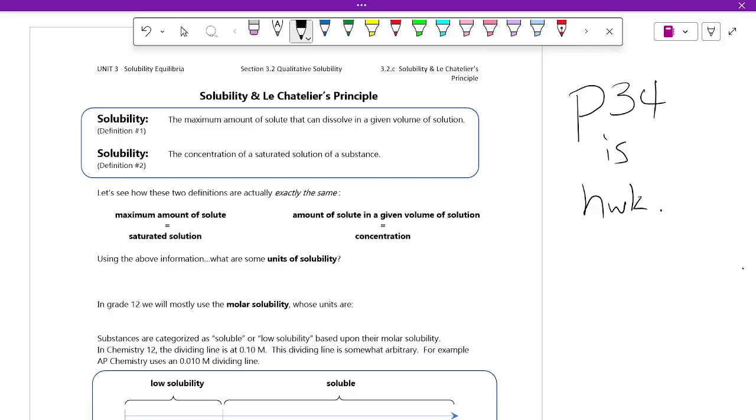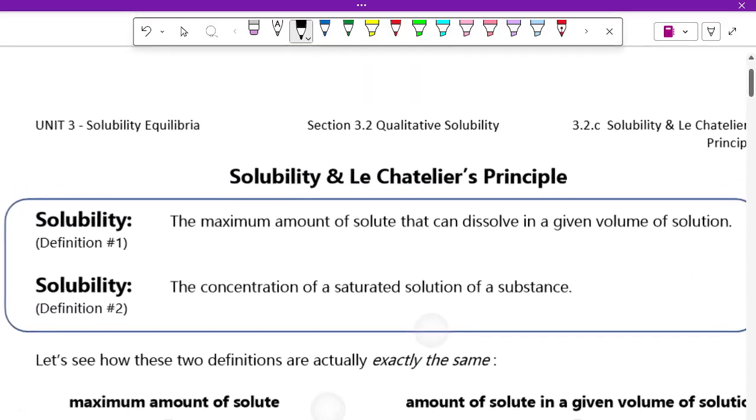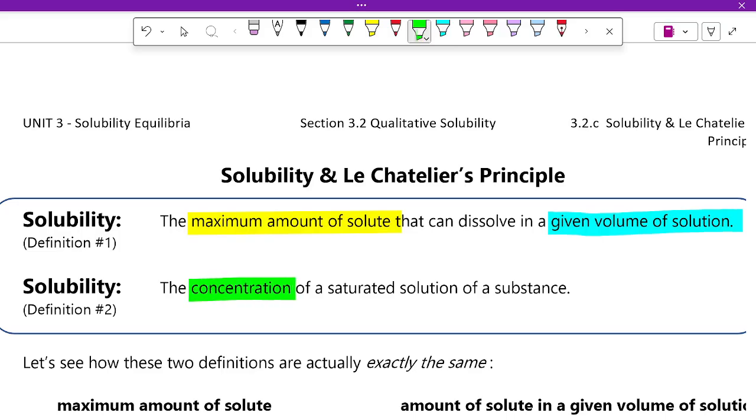There are 2 definitions for solubility. Solubility can be defined as the maximum amount of solute in a given volume of solution. Now, you can also define it as the concentration of a saturated solution.